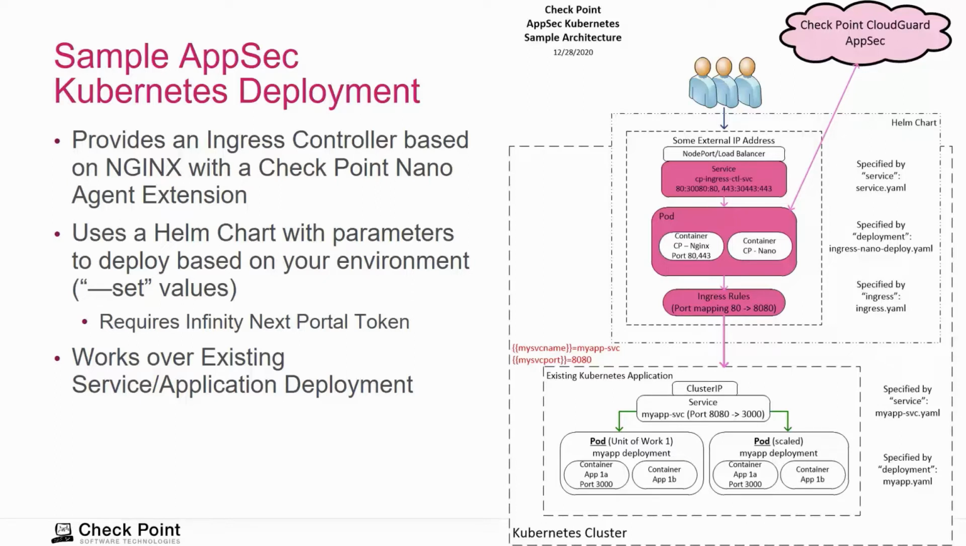And then we define the ingress rules that allow us to map the inbound traffic to the service that you've already defined. One of the key components that are required for this is what we call the InfinityNext portal token. When you define your application in the InfinityNext portal, you obtain a token that you can deploy this Helm chart with. And what that allows you to do is pass the inbound traffic into the CloudGuard environment, the cloud-based service that protects your application.